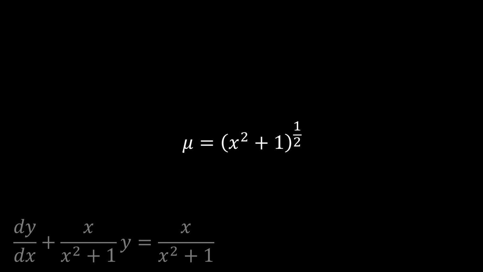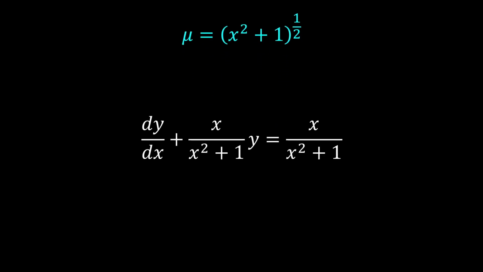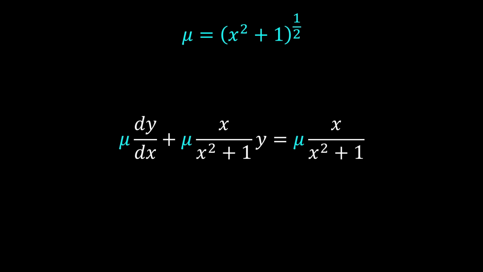We've defined our integrating factor, and now we want to refer back to our original ordinary differential equation. The next step is to take our integrating factor and multiply it throughout our ordinary differential equation as such. Excellent. So we're simply taking mu and multiplying the entire equation by mu.